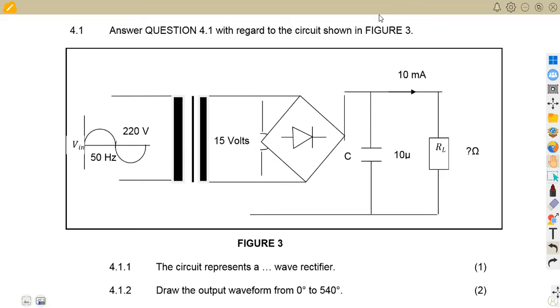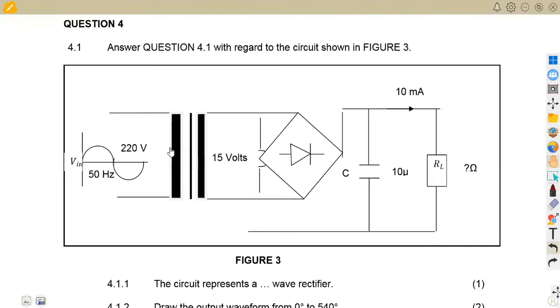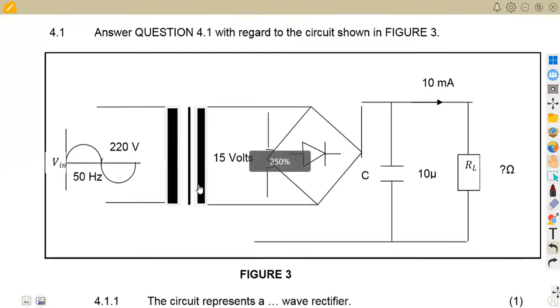This part is on the rectification part, whereby we're given question 4.1. This is actually from the November 2022 exam, whereby we shall be focusing on this circuit, which is a capacitor filter in this case that we are given. That is a full wave rectifier circuit. Here, as you can see, I've got a bridge circuit. So the question is, answer question 4.1 with regard to the circuit in fig 3. So whatever you're going to have is going to be taken from this figure that we are seeing here.